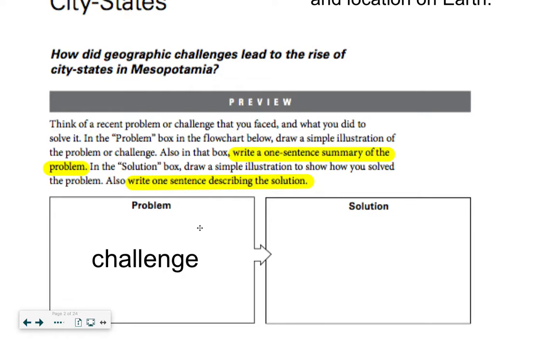You should have put in a picture for the problem and a picture for the solution, and then just a one-sentence summary for both. If you didn't do that, pause this video now and go ahead and take care of that.